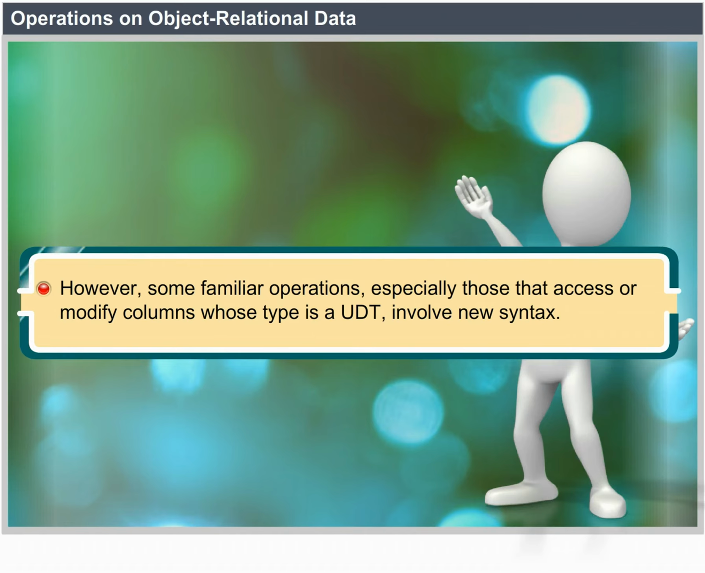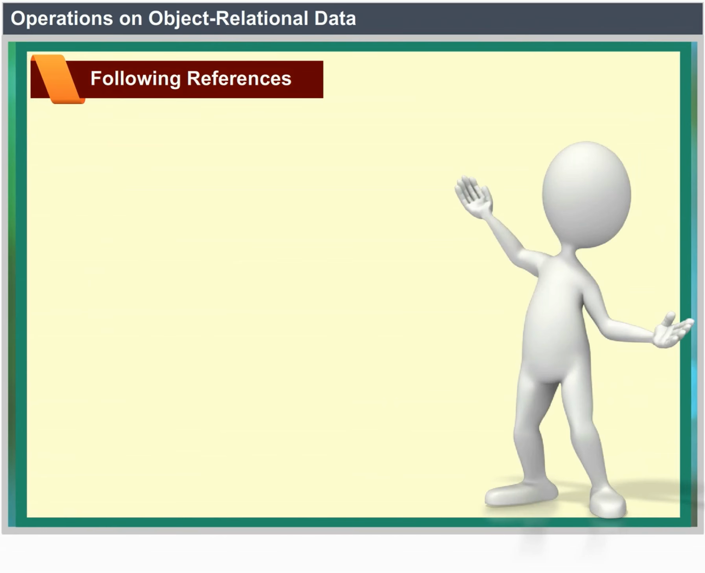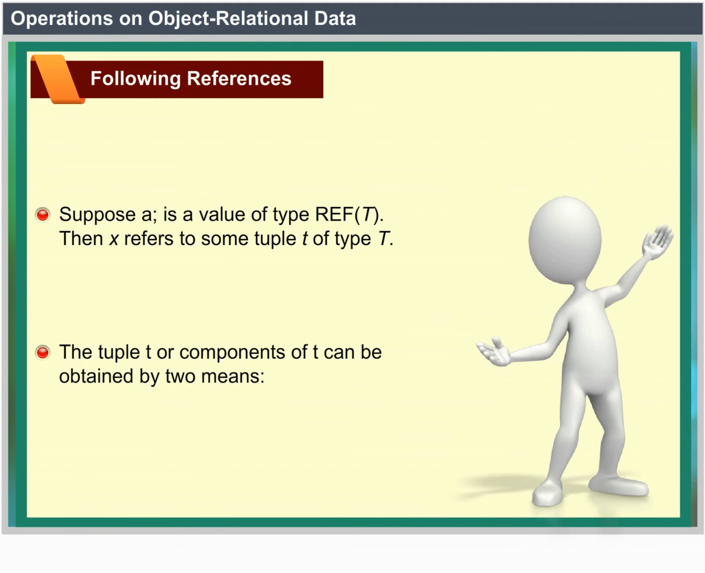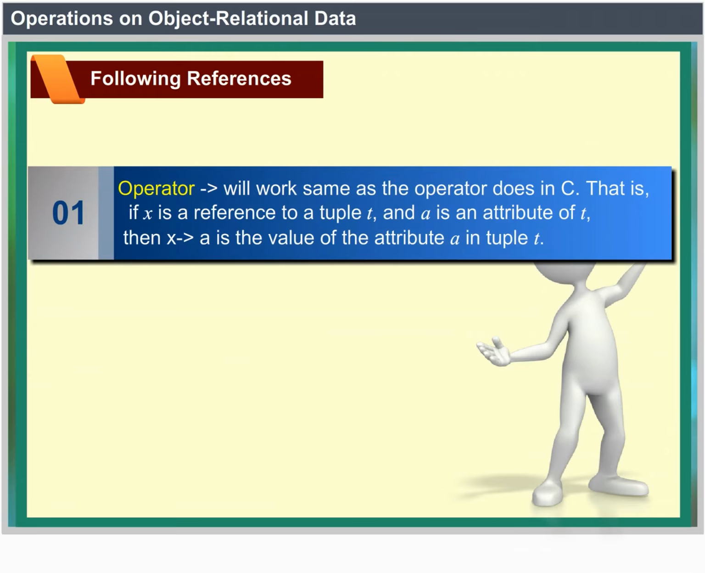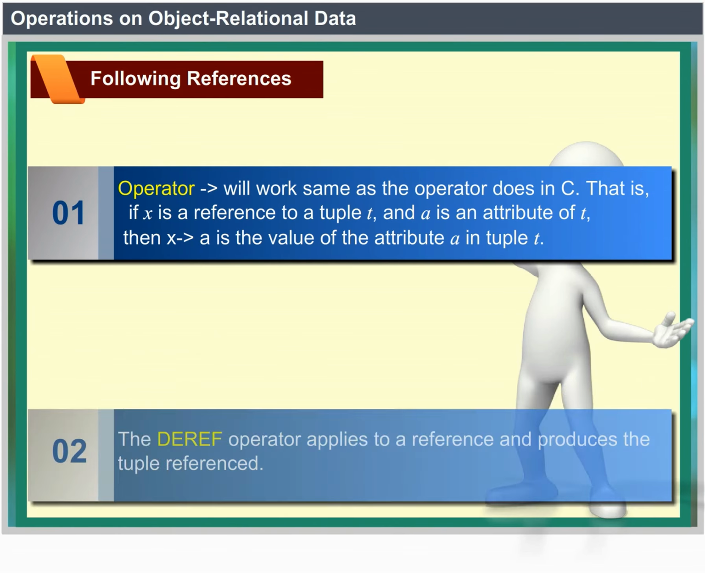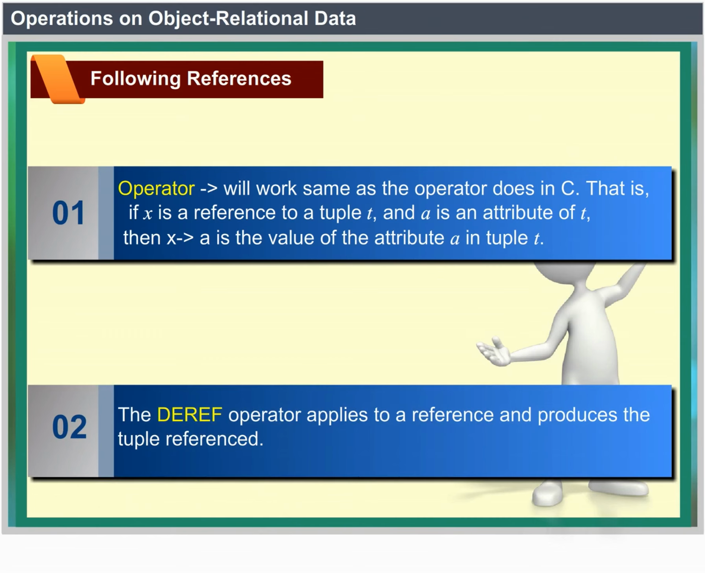Following references. Suppose X is a value of type reference to T, then X refers to some tuple t of type T. We can obtain tuple t itself or components of t by two means. Number 1. The operator -> has essentially the same meaning as the dot operator does in C. That is, if X is a reference to a tuple t and A is an attribute of t, then X->A is the value of the attribute A in tuple t. Number 2. The dereference operator * applies to a reference and produces the tuple referenced.